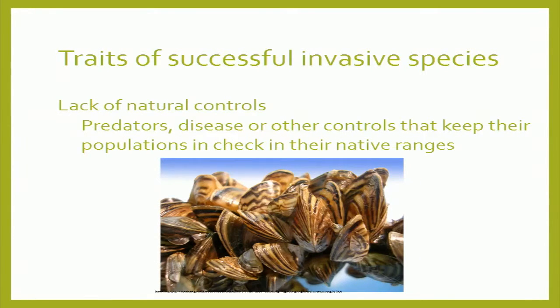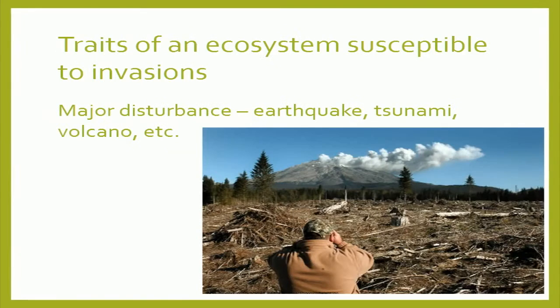When an invasive species comes into a new ecosystem, they have a higher probability of being successful when there are no natural controls on the species. This means that the invasive species probably doesn't have any predators or disease in the new environment, so it can grow and reproduce without natural controls.